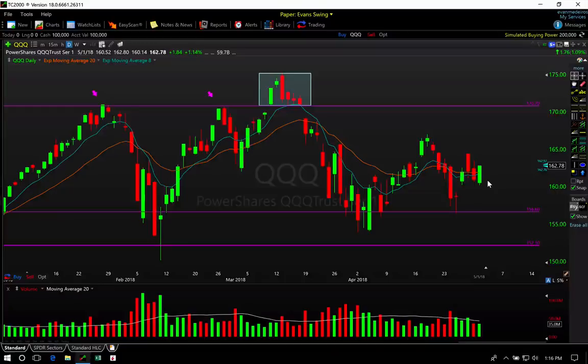But really, it was the Qs that did outshine the IWM today in terms of percentage moves anyway. It's 1.14%. Structurally, not as attractive as the IWM. I still like the Russell 2000 structure a little bit better right now for the bull case, but the Qs today on a percentage basis did have some nice performance.